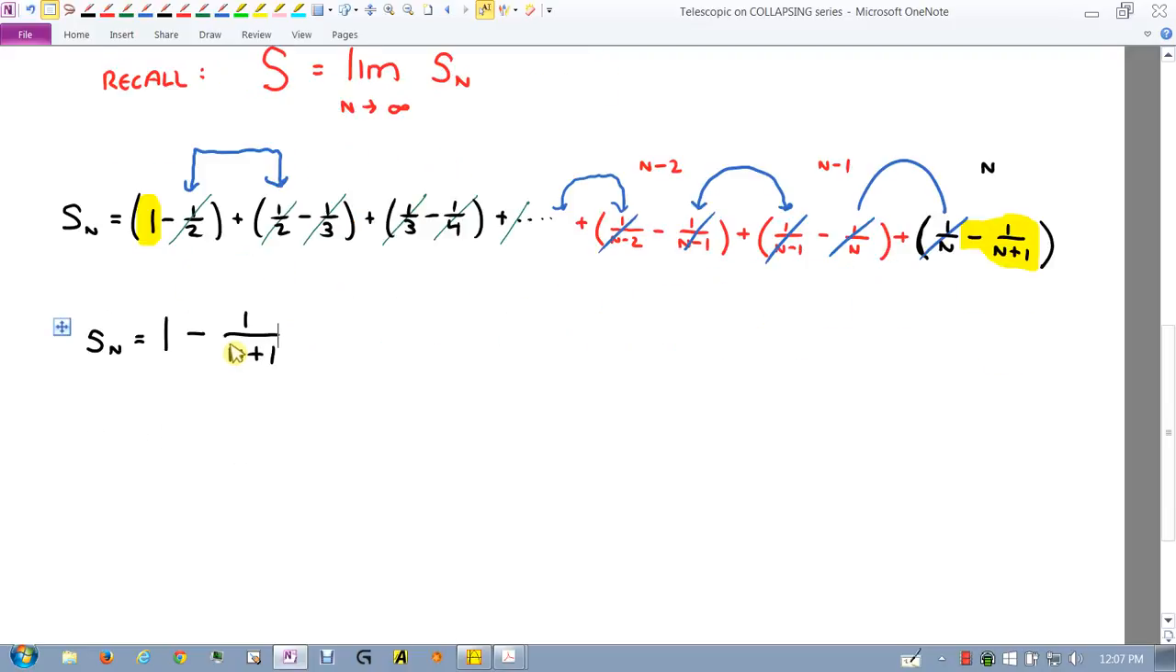All right, so we're not done, right? S, the sum, is the limit as n goes to infinity of 1 minus 1 over n plus 1. And when n goes to infinity here, this goes to 0, doesn't it? And so your answer is just 1. This adds up to be 1. That's your answer. So it converges, right?